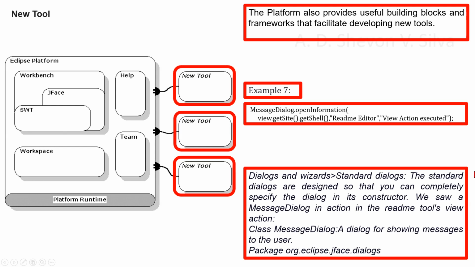Input dialog allows the user to enter text, and you can set the dialog title, default text value, and supply an object that will validate the text input. Progress monitor dialog shows the progress to the user during the running of a long operation. The standard dialogs are designed so that you can completely specify the dialog in its constructor.